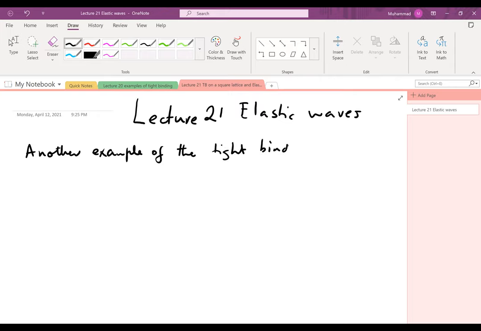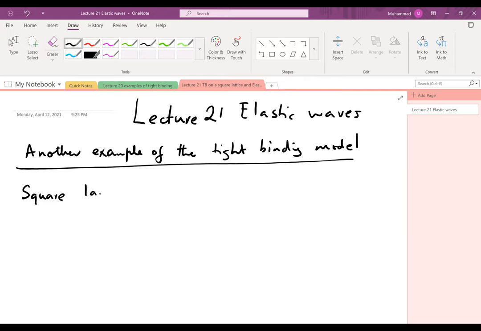And the example that I would like to present today is a two-dimensional example. And this is about a square lattice. So far we've seen 1D tight binding models. We've seen a monoatomic chain as well as a diatomic chain.